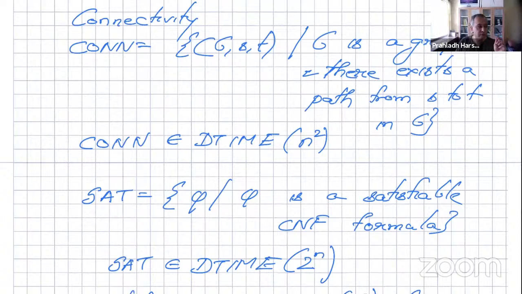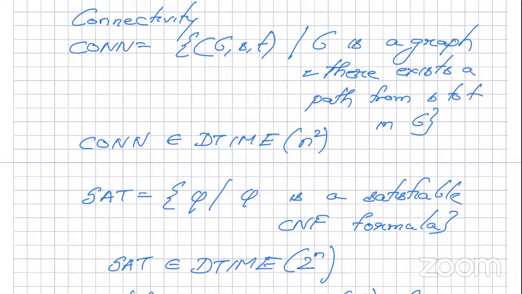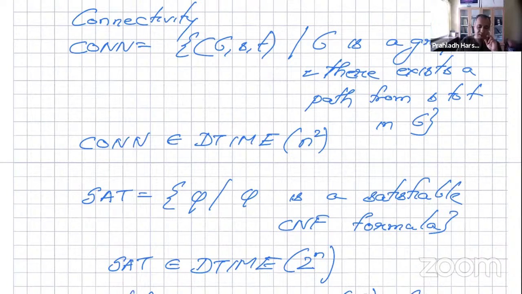I don't know if DFS runs in time n. It might run slightly more than n. So this input, strictly speaking, refers to the graph description itself, which is already n squared. But this n refers to the number of vertices, not the actual input length. One has to be careful about this. I've been sloppy here, and you caught me at this.